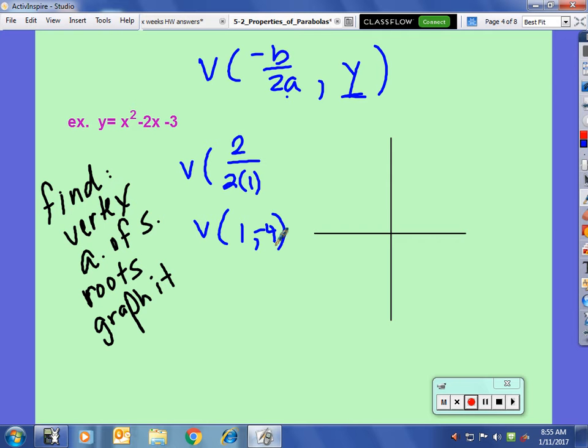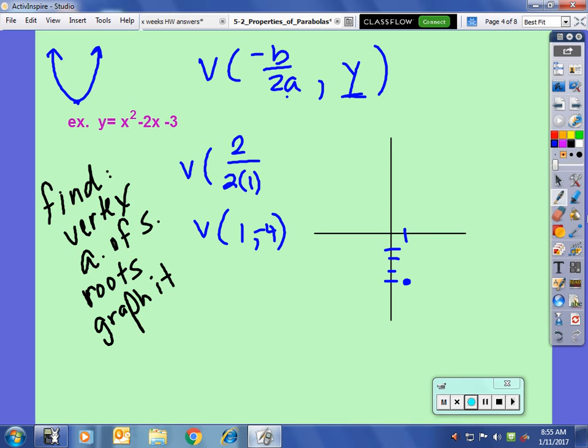So then I gave you a little grid. You would come over to your grid and you would put a dot at positive 1, negative 4. There's my vertex. Is that going to be the lowest or the highest for this picture? It's the lowest. I know this is a smile because a is a positive number. And on any kind of smile or any kind of parabola that opens up, the vertex is the lowest point.